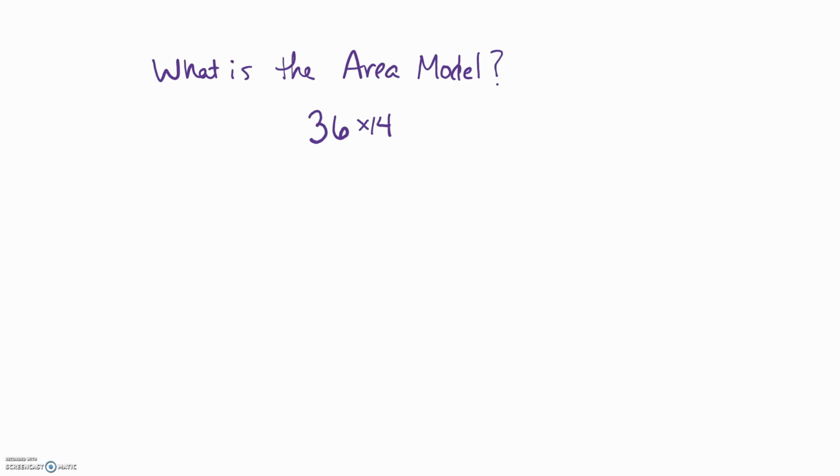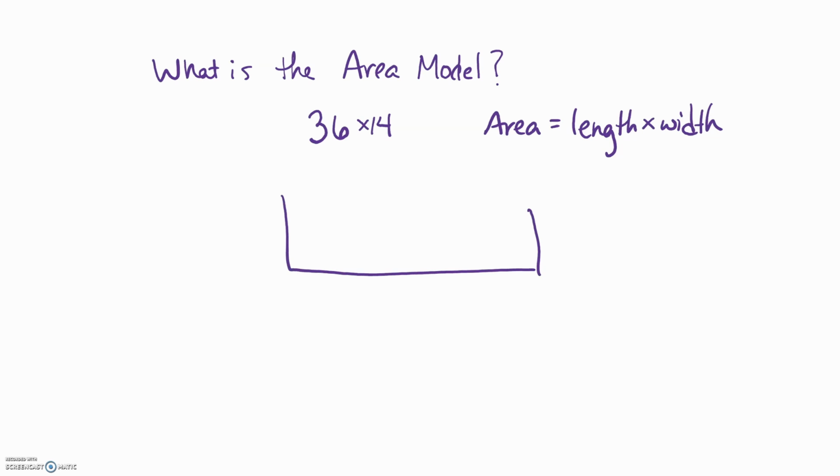So the area model is a very old way of looking at multiplication. It uses the idea that the area of a rectangle is the length times the width, which is actually an alternative way of defining multiplication. So if we think geometrically, then multiplication is just looking at a rectangle and multiplying the length, 36 in this case, by the width, 14 in this case, or height, some people sometimes call it.